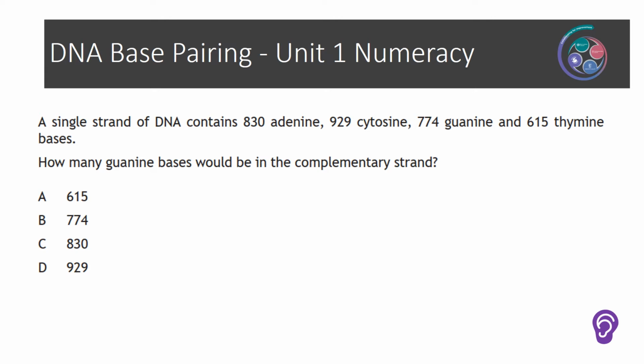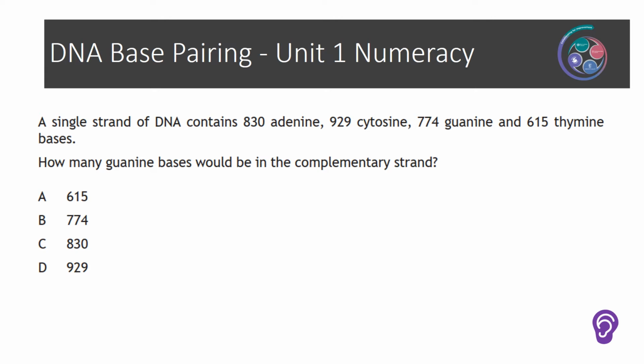Our first example of these questions is here in example 1. A single strand of DNA contains 830 adenine, 929 cytosine, 774 guanine, and 615 thymine bases. How many guanine bases would be in the complementary strand? A, 615, B, 774, C, 830, or D, 929.